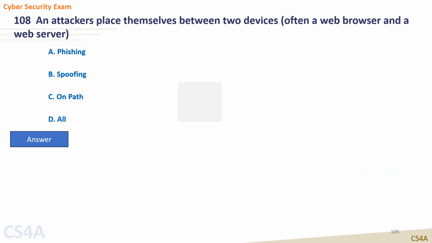Here the question is, an attacker places themselves between two devices, often a web browser and a web server. What type of attack is this? Either phishing, snooping, or on path? Since the question stated between two parties like a web browser and a web server, on path is the correct answer. Option C is the correct one.